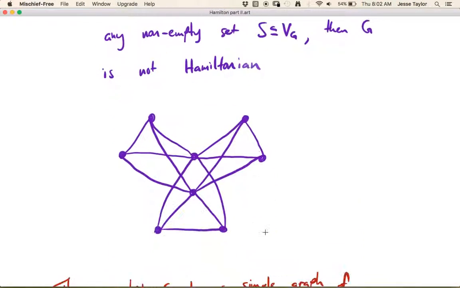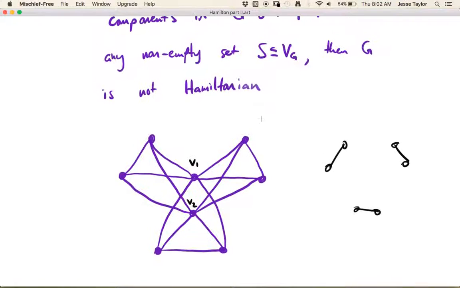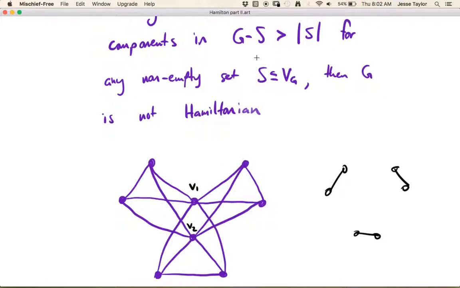So let's see a slightly more complicated example. Let's think about this graph here in purple and this vertex cut. If we remove V1 and V2, we get just these outside edges. We'll have this edge and this edge and this edge, because all these interior edges are related to V1 and V2. So here we've removed 2 vertices, and we get 3 components, and according to this inequality, that's not okay.